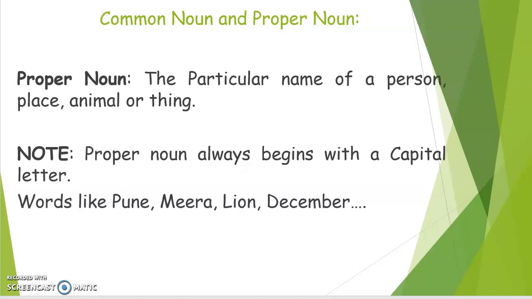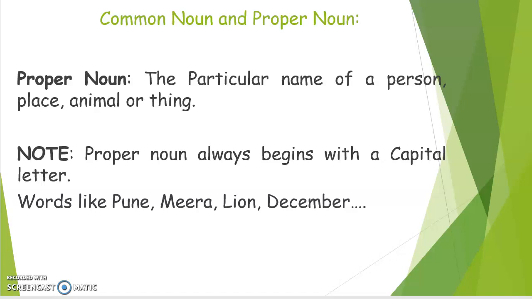Now let's see proper noun. The particular name of a person, place, animal or thing, which means a particular name of a person, place, animal or thing is known as proper noun. Notice, proper noun always begins with a capital letter. Words like Pune, Mira, lion, December are the examples of proper noun.